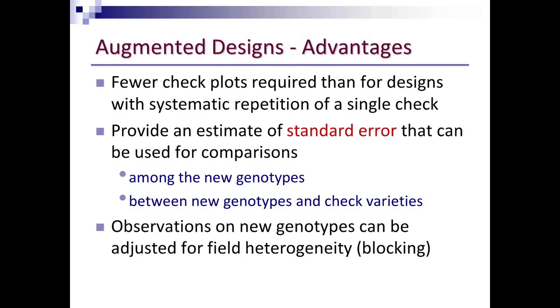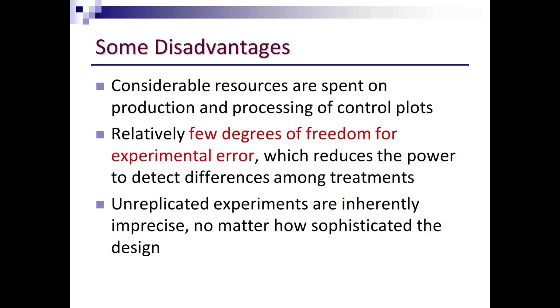So the advantages of augmented design, one is that you can use fewer check plots than would be required for designs with systematic repetition of a single check. Additionally, you get an estimate of standard error since you have several checks in the trial that can be used for comparisons. You can make comparisons among new genotypes or between your new genotypes and check varieties. You also have a means to adjust your new genotypes for the field heterogeneity in the field.